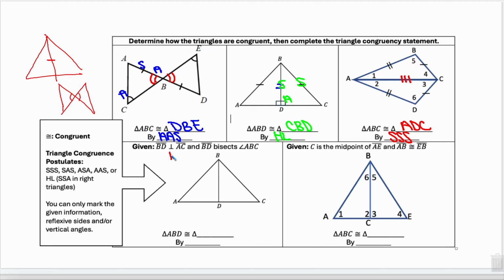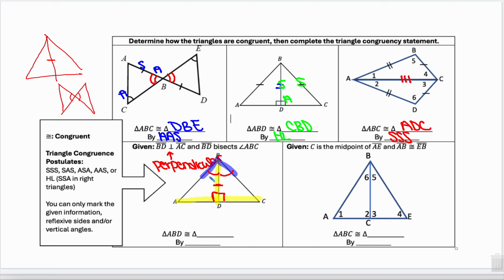Given BD, this means perpendicular, and perpendicular means right angles. Running out of room. So where BD is this little line here, and I'm going to highlight it, meets AC. So where those 2 things meet, I am going to mark right angles. It then says that BD is going to bisect. Bisect means to cut in half. Angle ABC. ABC is this angle at the top, and I'm cutting it in half, so I'm going to put curves on either side. The last thing that you can mark is the reflexive in the middle.